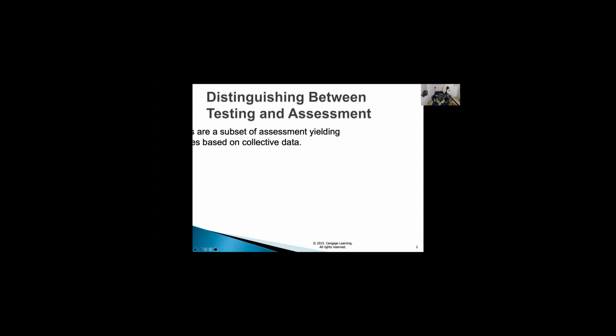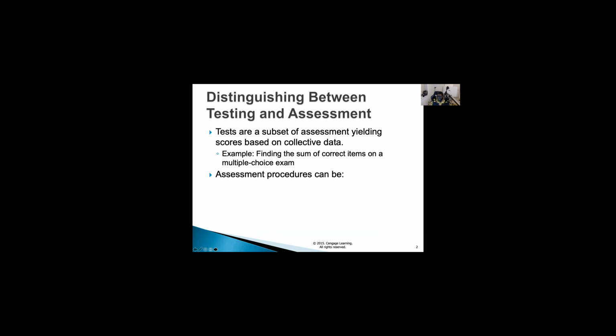So when it comes to testing, tests are a subset of assessment, yielding scores based on collective data. An example of this is finding the sum of correct items on a multiple choice exam. Assessment procedures can be some of the following: formal, with rigor in test development, good, valid, and reliable. Informal, rigor has not been demonstrated in the test development. Okay.